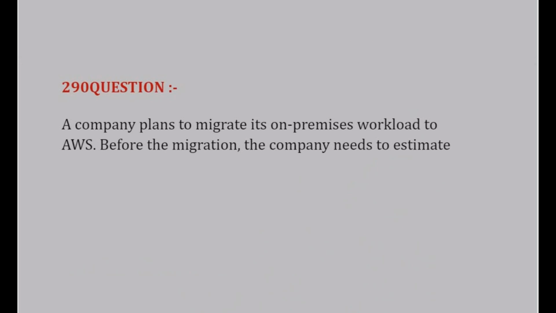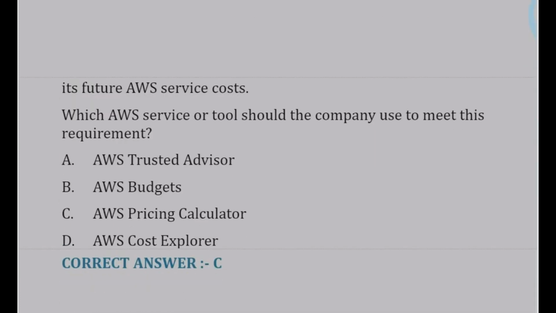Question is, a company plans to migrate its on-premises workload to AWS. Before the migration, the company needs to estimate its future AWS service costs. Which AWS service or tool should the company use to meet this requirement? Option A, AWS Trusted Advisor. Option B, AWS Budgets. Option C, AWS Pricing Calculator. Option D, AWS Cost Explorer. Correct answer is option C.